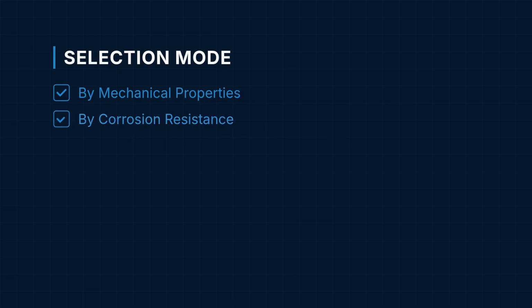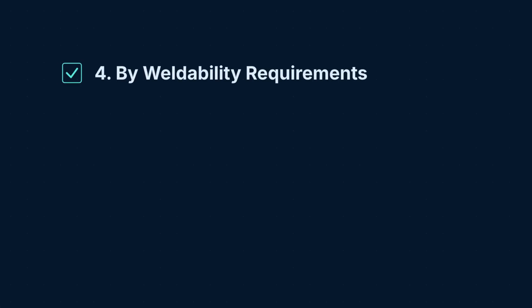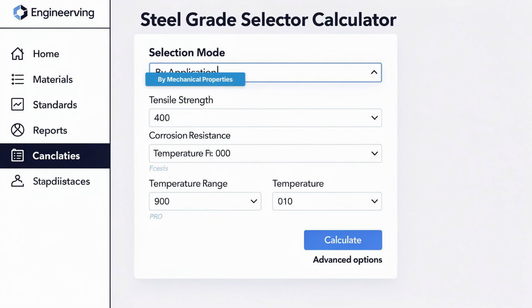The Steel Grade Selector interactive calculator helps engineers identify the optimal steel grade based on specific design requirements and operating conditions. Let's explore the input fields. First, select your selection mode from 6 options: by mechanical properties, by corrosion resistance, by temperature service, by weldability requirements, by machinability index, or by specific application.